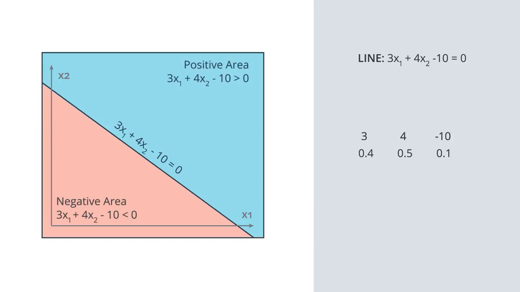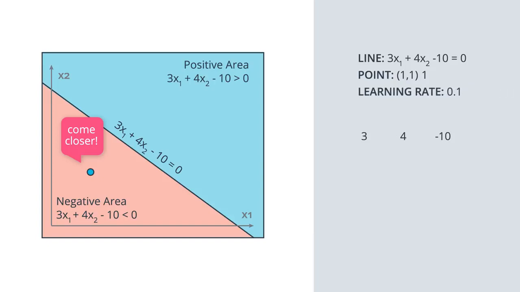In the same way, if we have a blue point in the red area, for example, the point (1, 1), it's a positively labeled point in the negative area. This point is also misclassified, and it says, come closer. So what we do here is the same thing, except now instead of subtracting the coordinates from the parameters of the line, we add them. Again, we multiply by the learning rate in order to make small steps.